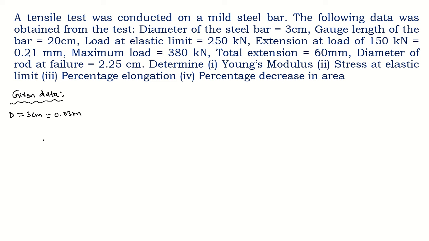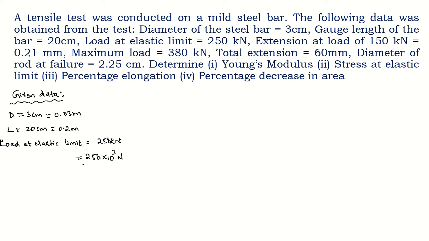Next is gauge length. Gauge length means that it's the original length, which is how much? 20 centimeters, which is 20 by 100, which is equal to 0.2 meters. Next I have load at the elastic limit. So load at elastic limit is equal to 250 kilonewton, which is equal to 250 into 10 power 3 Newton.